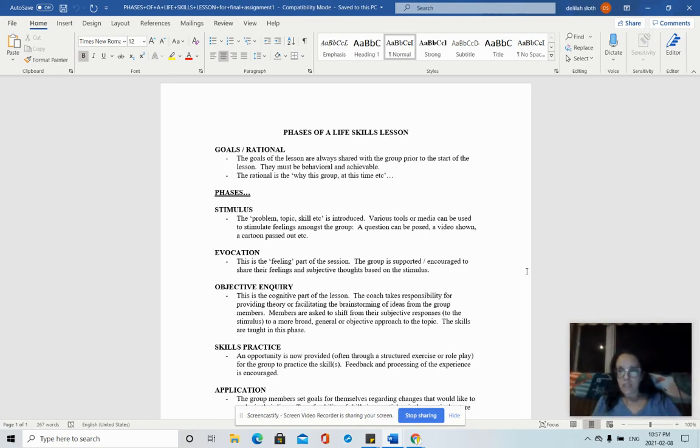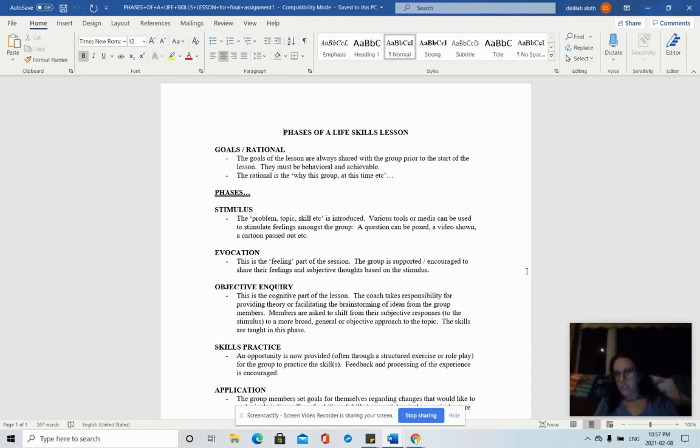So, every life skills lesson, life skills is actually a trademarked brand name. And so the components of a life skills lesson are different from a psychotherapy session or other kind of session in that there's a structured format that life skills follows. The life skills lesson has several phases. There's the goals and rationale.